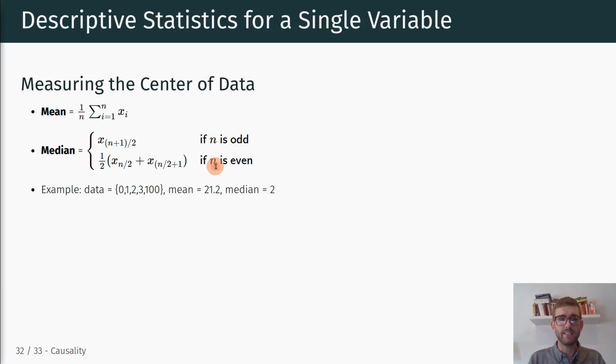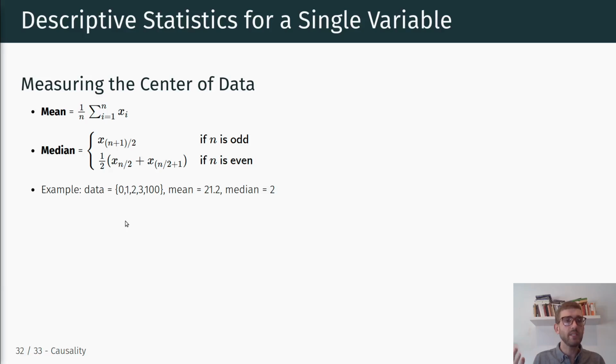And if n is even, then it's a little bit more complicated because there is no center observation, and basically this means we're looking at the average between the observation that is just above 50% and just below 50%, and that is this expression. So suppose we have a data set that just consists of 5 observations with the values 0, 1, 2, 3, and 100. The mean is 21.2, and the median is just equal to 2, because that's the observation where two observations have a lower value, 2 observations have a higher value. Okay, so that's pretty straightforward.